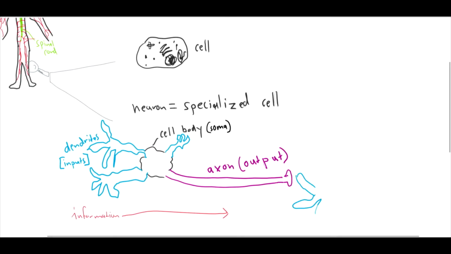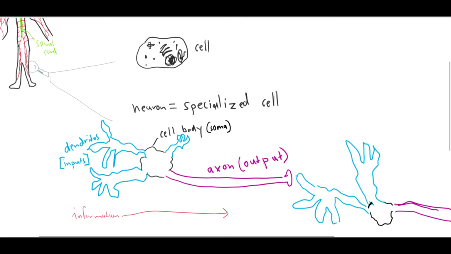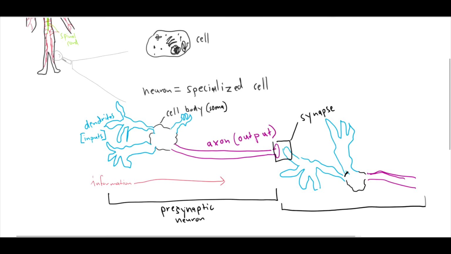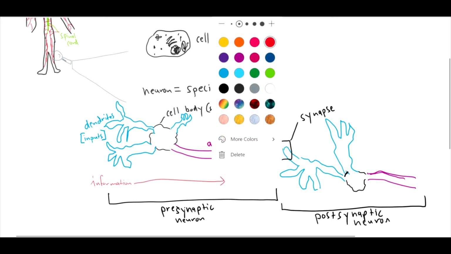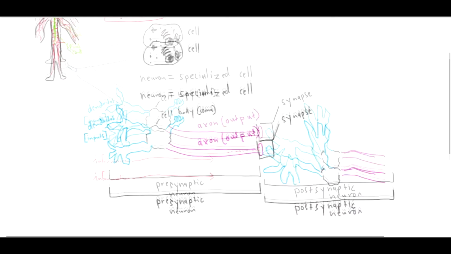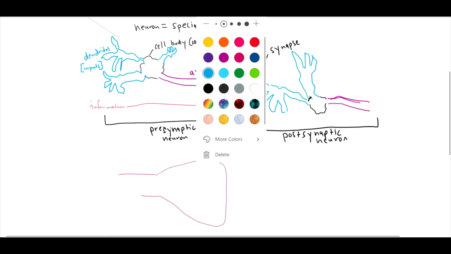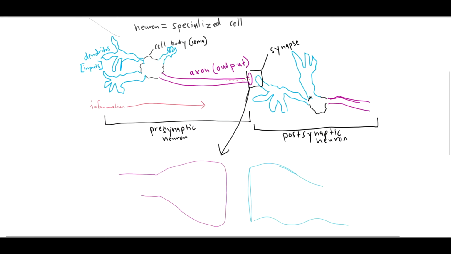This information is then conveyed to downstream neurons and other cells, like muscle cells, at a junction that we call a synapse. So here we have two neurons. The neuron before the synapse is the presynaptic neuron, and then the postsynaptic neuron is after the synapse. In this case, we're going to be focusing on chemical synapses, but there are other types. And there's no physical contact between the presynaptic and postsynaptic neuron.